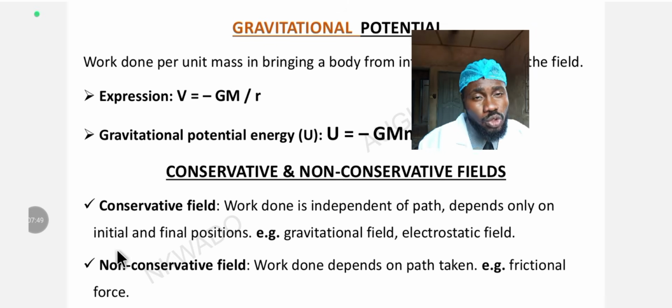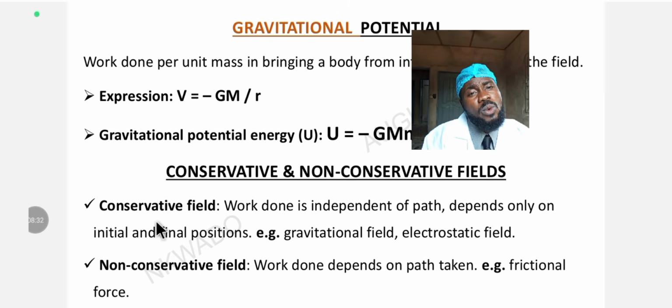That's the keyword you have to bear in mind. A conservative field depends only on the initial and final positions. For example, gravitational field, electrostatic field, and so on. Both of these fields depend only on the initial and final positions, and are independent of the path. While the second one we have here is the non-conservative field, where the work done depends on the path taken.